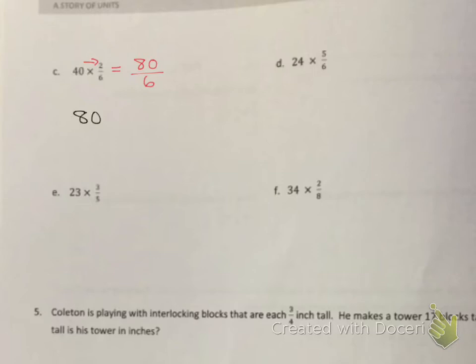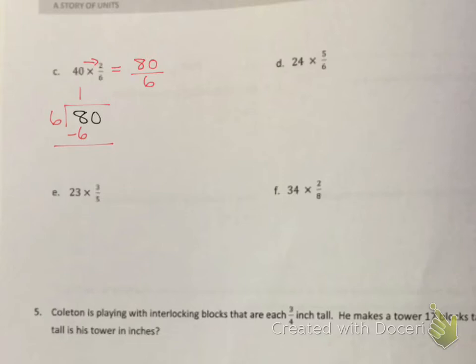So 80 divided by 6. 80 sixths. So 6 goes into 8. If we have 8 dots, right? 1, 2, 3, 4, 5, 6, 7, 8. We are just going to have one group of 6, and we subtract 6, because 1 times 6 is 6.